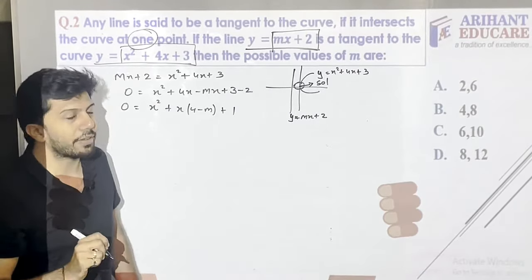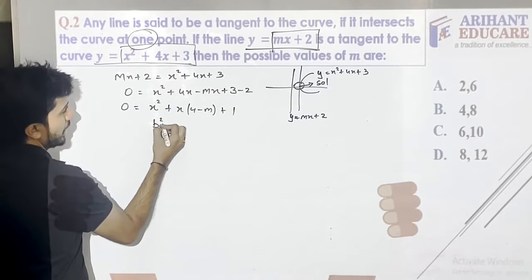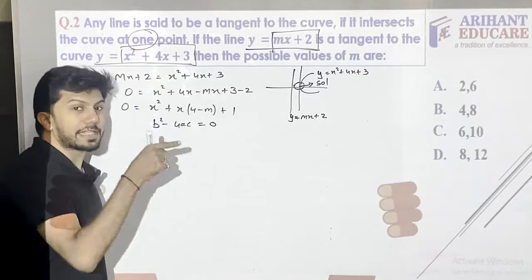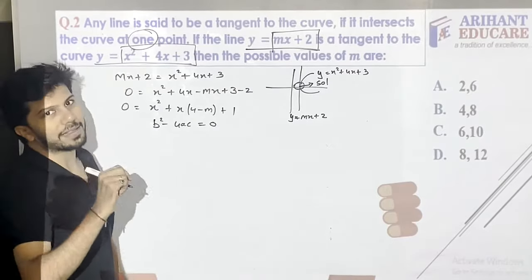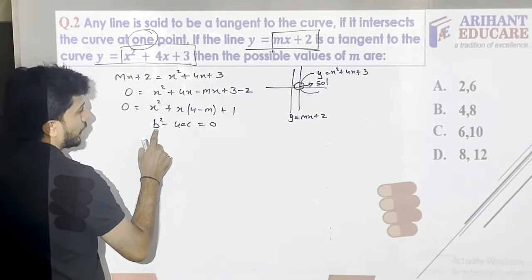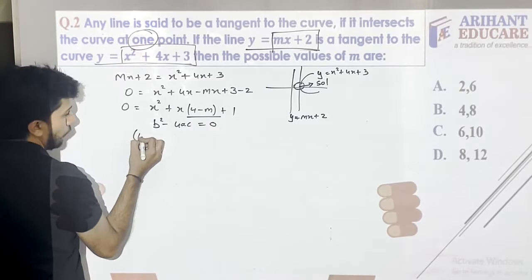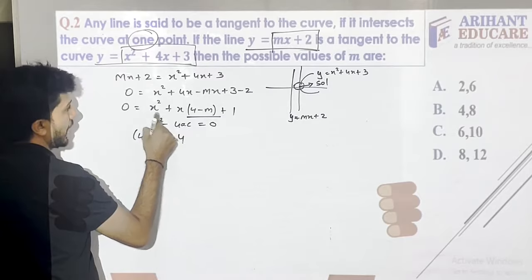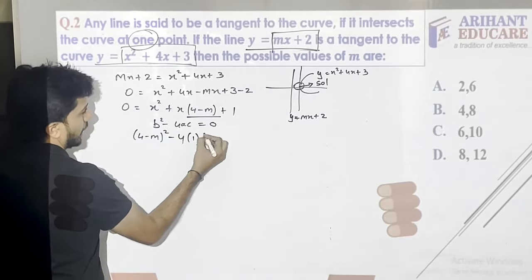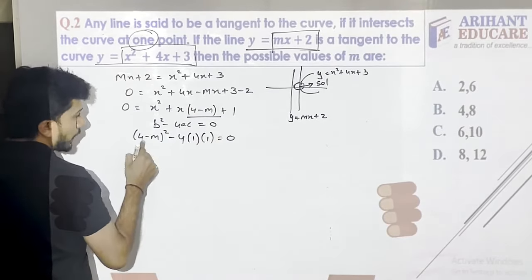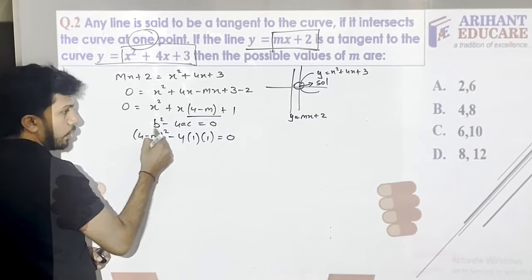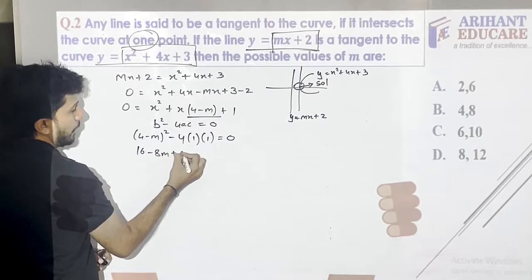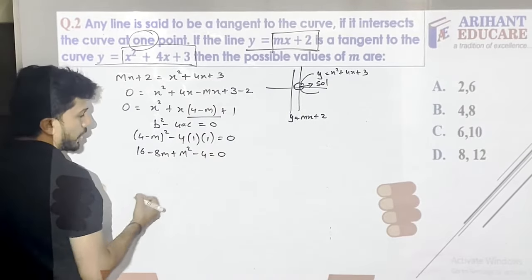There is only one case when we have one solution, and that is b square minus 4ac is 0. So when we have b square minus 4ac as 0, then we have only one solution. Now what is the value of b from here? 4 minus m, the whole square, minus 4. What is the value of a? 1. What is the value of c? 1, equals 0. Let's do the a minus b the whole square magic. So we get 16 minus 8m plus m square minus 4 is 0.